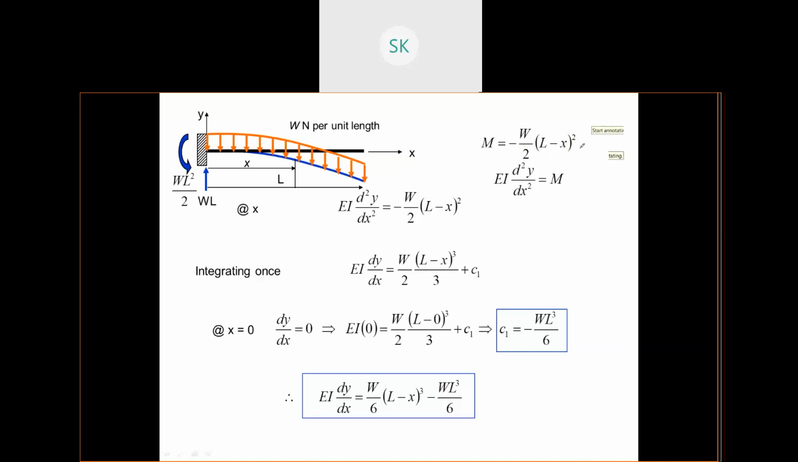Once you get the moment equation, replace M in EI d square y by dx square equals M with this moment equation. Then you integrate to get EI dy by dx, which becomes the L minus x whole cube by 3 plus C1. Now at x equals 0, dy by dx will be 0. Place the value here and you will get C1 equal to this. So this is your equation for slope. If they ask you to find the slope at x equals 3 meter, replace x by 3 meter, and you will get the slope at that point.